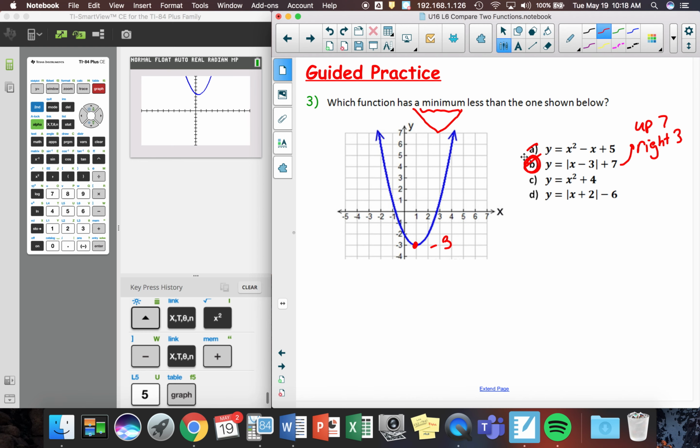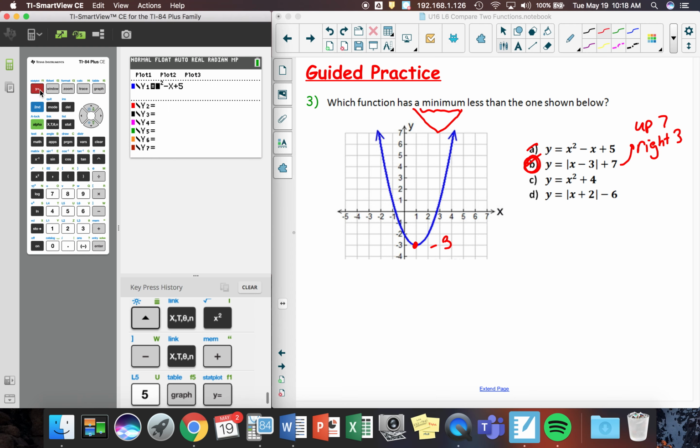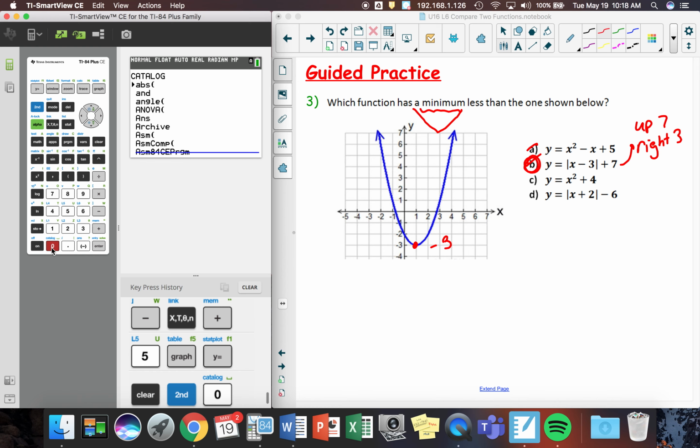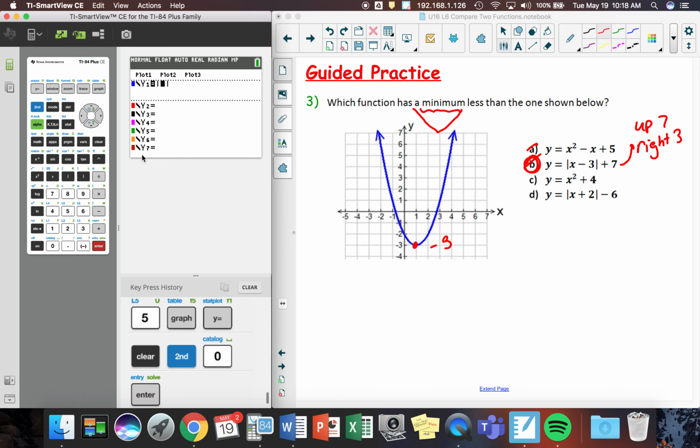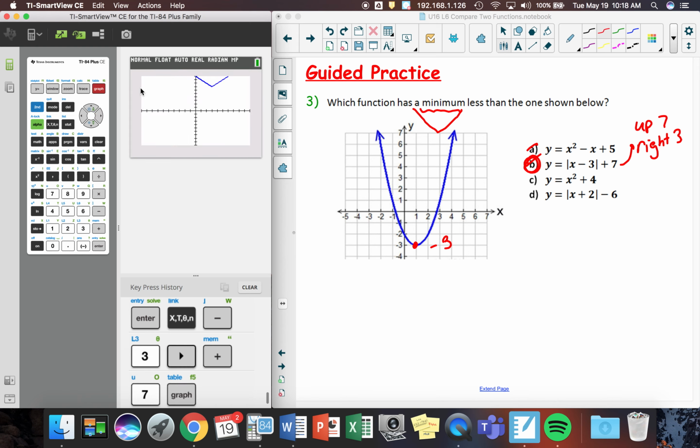But let's just say I forgot my transformation laws. I can go to the calculator and just double check it. So as a reminder, to get absolute value, we press second, 0, enter. And we can type it in. We have x minus 3 plus 7. And sure enough, that's pretty much where we said it was going to be.